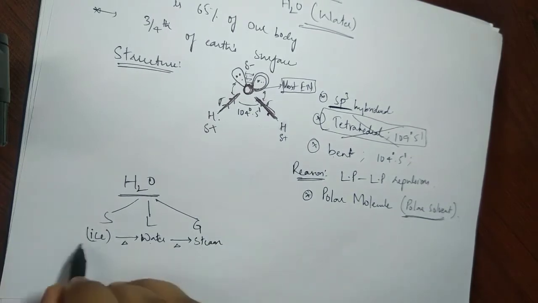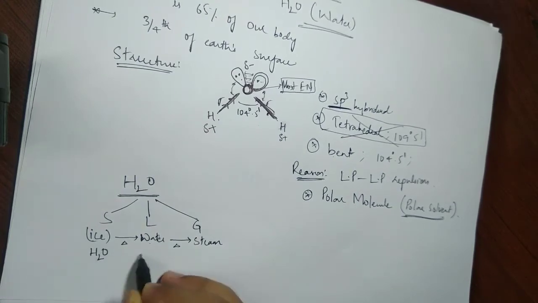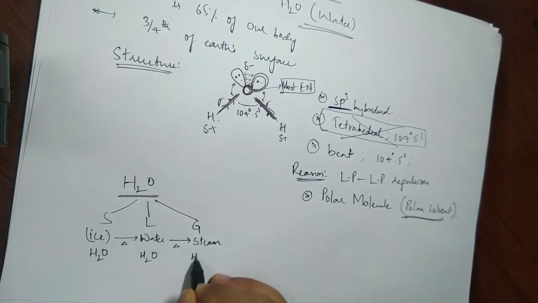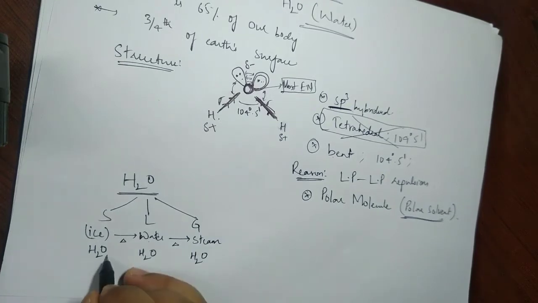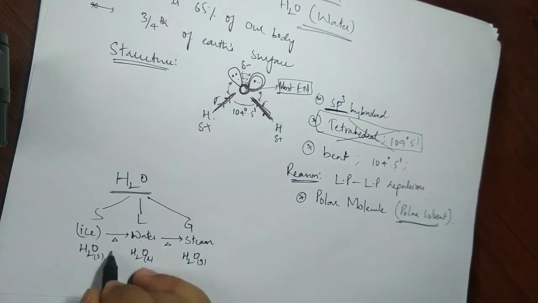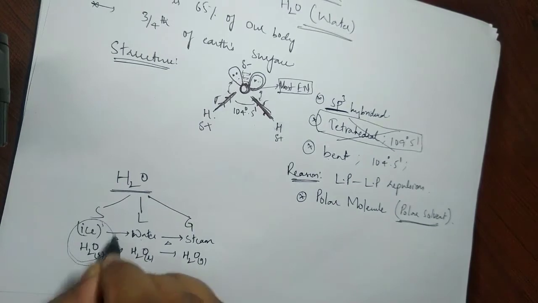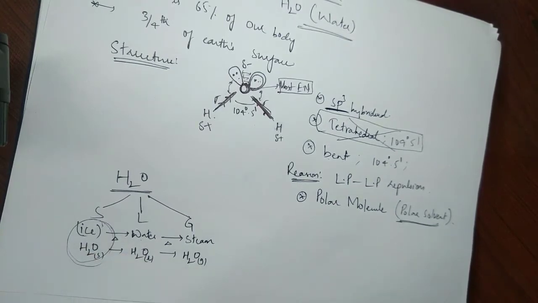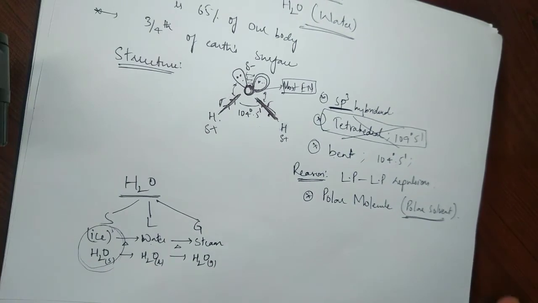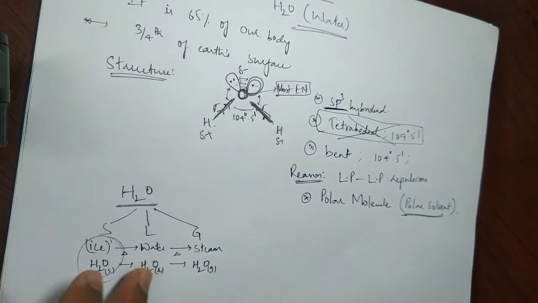The names and physical states are different, but their chemical composition is the same. That is H2O, H2O, and H2O. The only thing is, this is in solid, this is in liquid, and this is in gaseous form. When I talk about ice, you might have seen glaciers or icebergs. When I say iceberg, most of you probably think of the Titanic. It was hit by an iceberg, and that's why it sank.